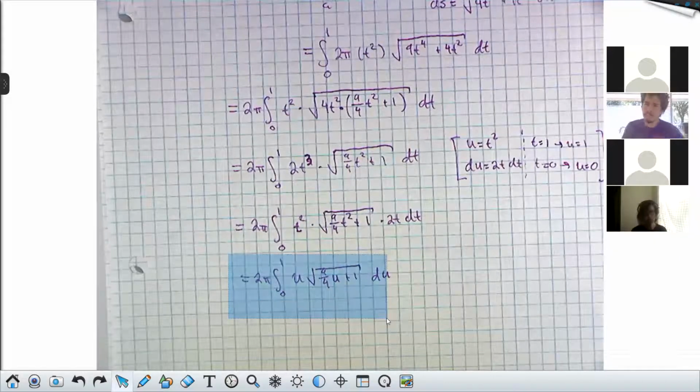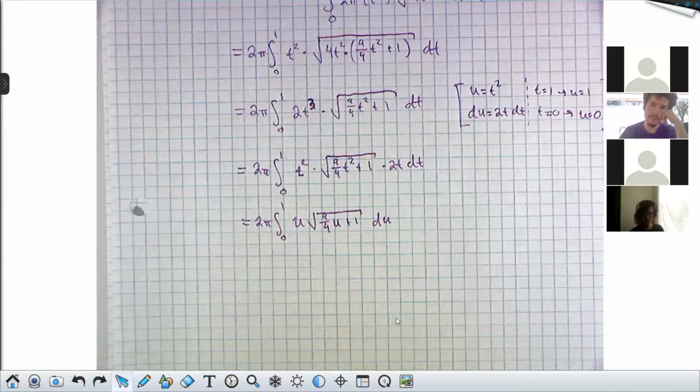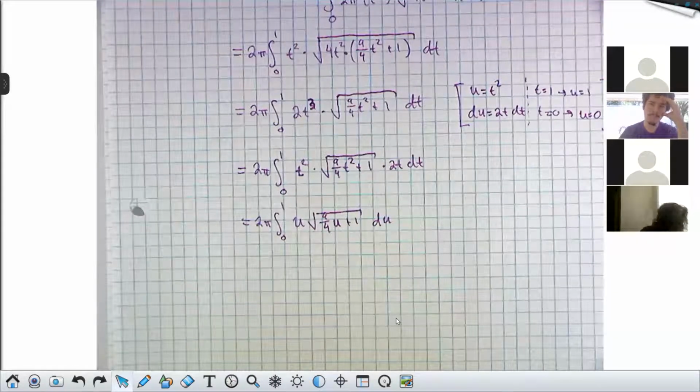like this, which, while tricky, is manageable, not impossible. Who can tell me how to do this integral? We had a similar integral on exam 1. The challenge here is the radical, right?